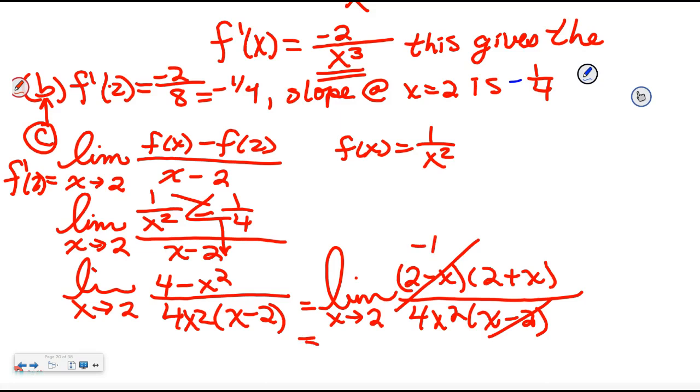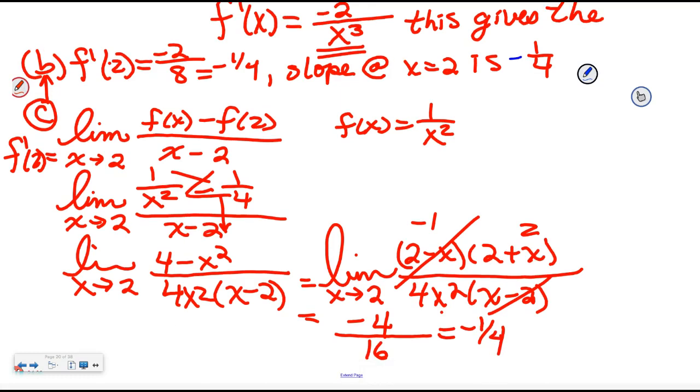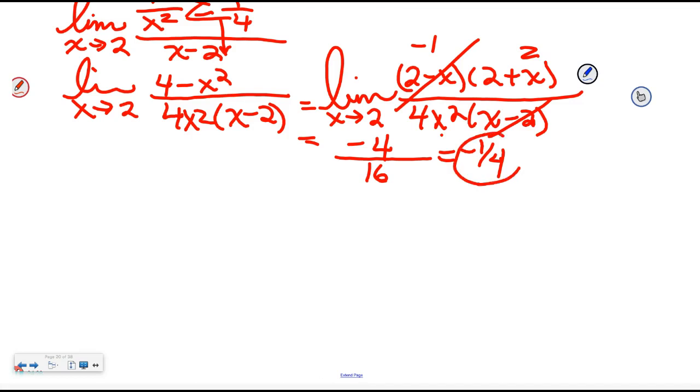Now I'll plug the 2 in. And on the top, I'll have 2 plus 2, which is 4. Boom. But there's a negative out front. On the bottom, I'll have 4 times 2 squared. 4 times 4, which is 16. What a shocker. Right? This is called the alternative form of the derivative of a function at a point. Negative 1/4. The directions also said to explain what that means.